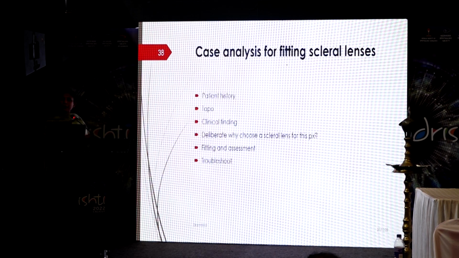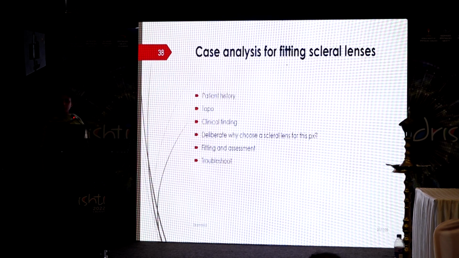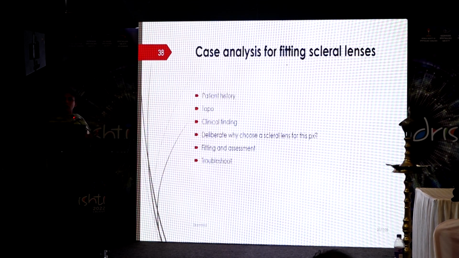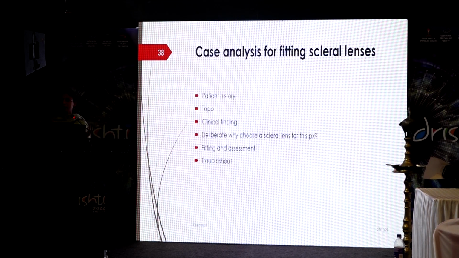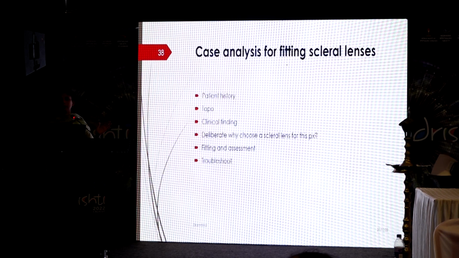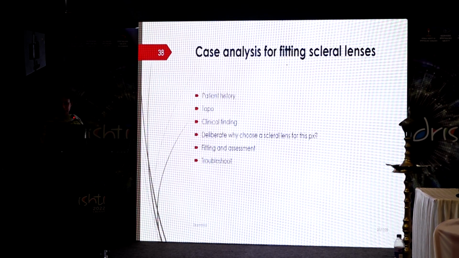When you're talking about case analysis for fitting scleral lenses, you need to look into the patient history, the topography if it's available, and clinical findings of that condition. Deliberate why you need to choose a scleral lens for this particular patient, and not blindly jump into saying, okay, this is a case of irregular cornea, I have to fit a scleral lens. That's not your approach. You need to look at the profile of the cornea and decide: will a corneal lens help, or a corneoscleral lens, or a scleral lens? If in doubt, start from the corneal RGP lens and progress towards a scleral lens. And next comes, most importantly, fitting and assessment, and troubleshooting when need be.